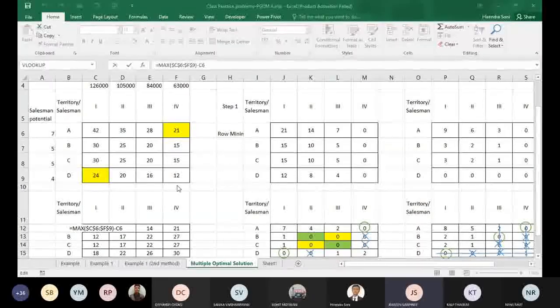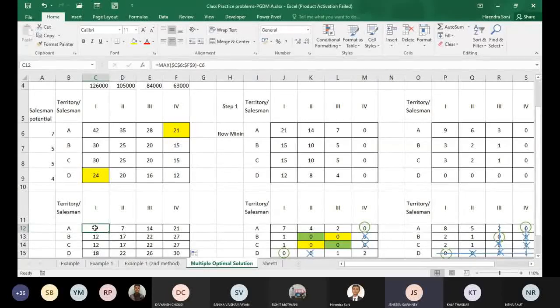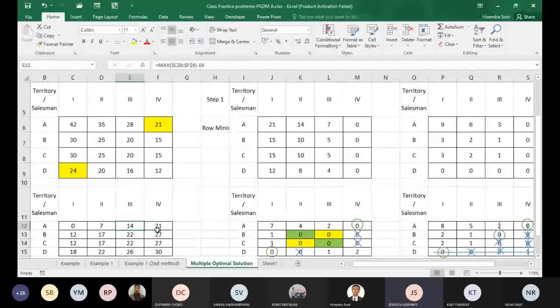So we will read it like this: here there is no opportunity loss, but here I am losing 7,000. Here I am losing 14. Here I am losing 21. Here I am losing 27,000 and so on. So now this is your loss matrix, opportunity loss matrix. This you will reduce. Then after that step 1, step 2, everything will follow. Row minimization, column minimization, allocation and so on.